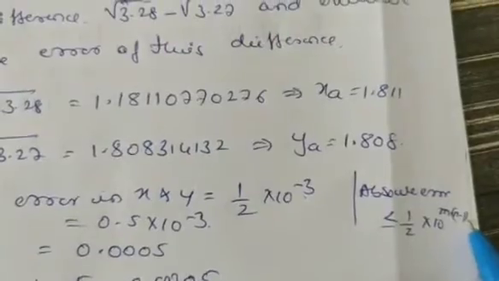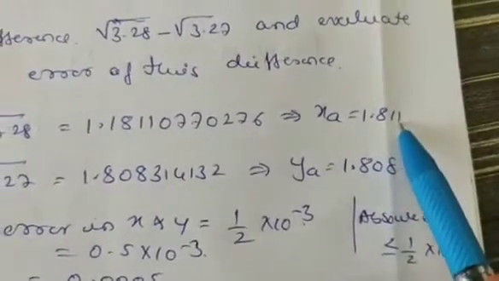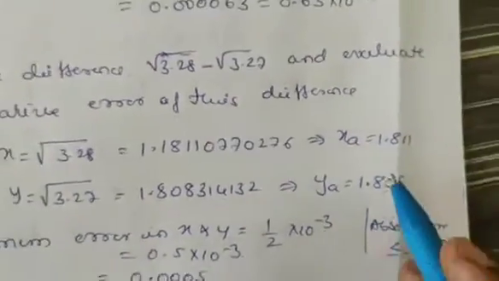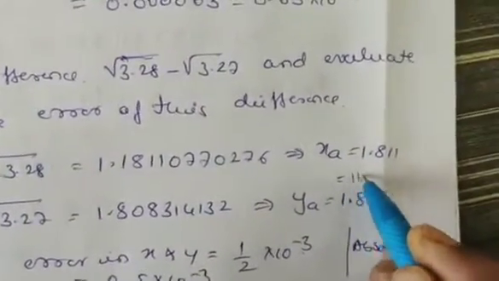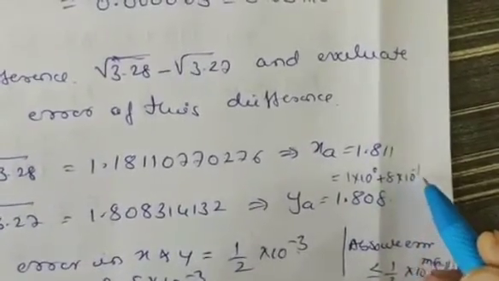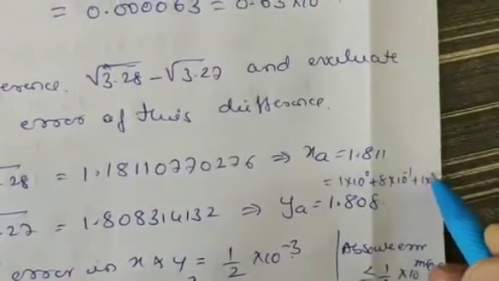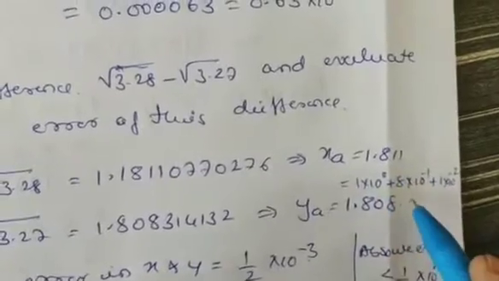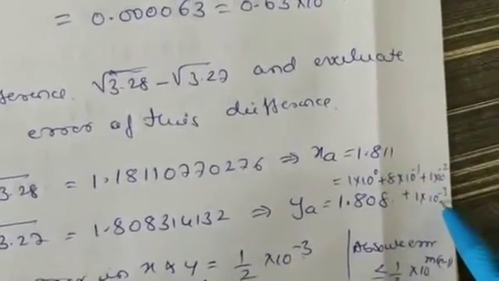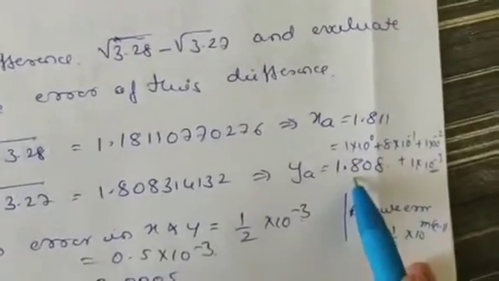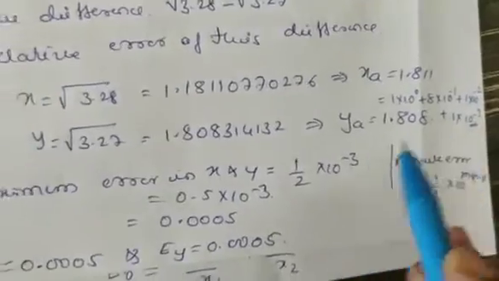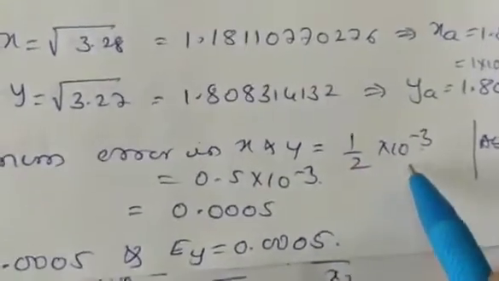Last digit you have to see here. So the last digit is 10 raised to minus 3. We know how to express this: it is 1 into 10 raised to 0 plus 8 into 10 raised to minus 1 plus 1 into 10 raised to minus 2, because after the decimal point you take negative powers, plus 1 into 10 raised to minus 3. Here also we have 3 digits after the decimal point, so it is also 10 raised to minus 3 only. So it is equal to 1 by 2 into 10 raised to minus 3.